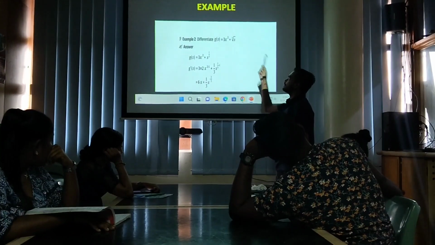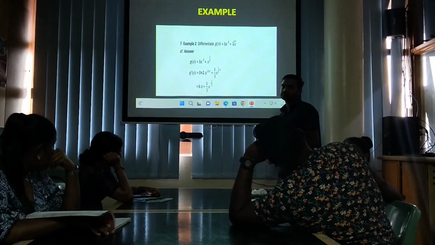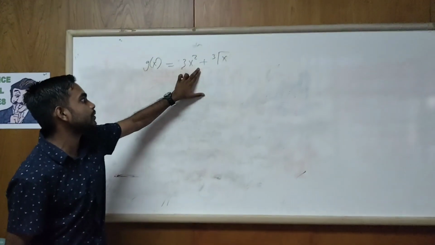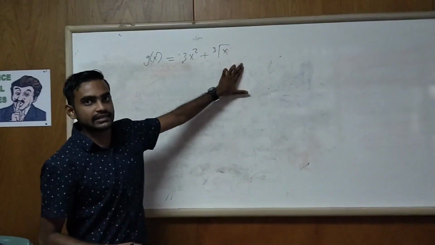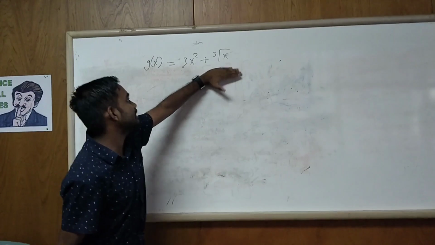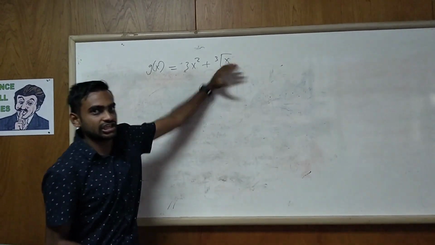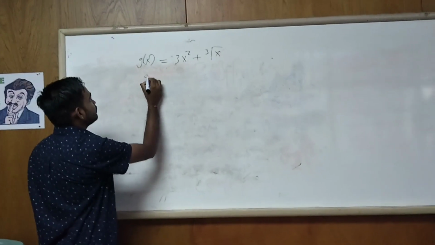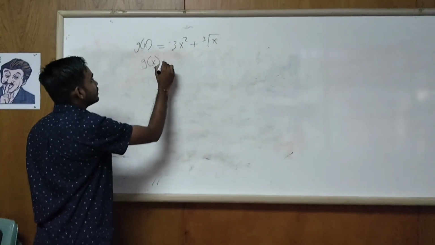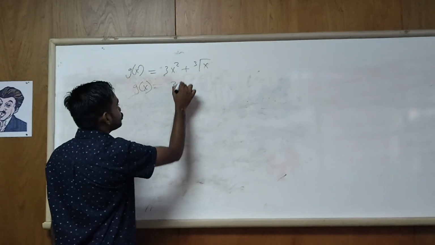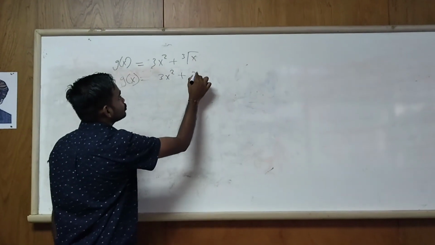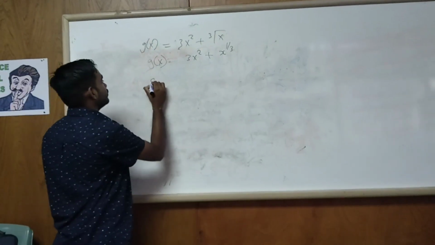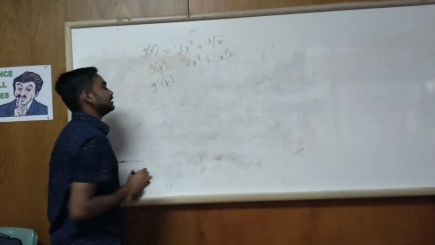Alright, let's solve the power rule example on the board. This is our function g of x is equal to 3x squared plus 3 root x, right? You are wondering how I am going to differentiate this 3 root x. It's a very simple question, right? So let me just briefly write this again. g of x is equal to 3x squared, right? Plus x to the power 1/3. Now it's simple. Then we find the g prime of x.